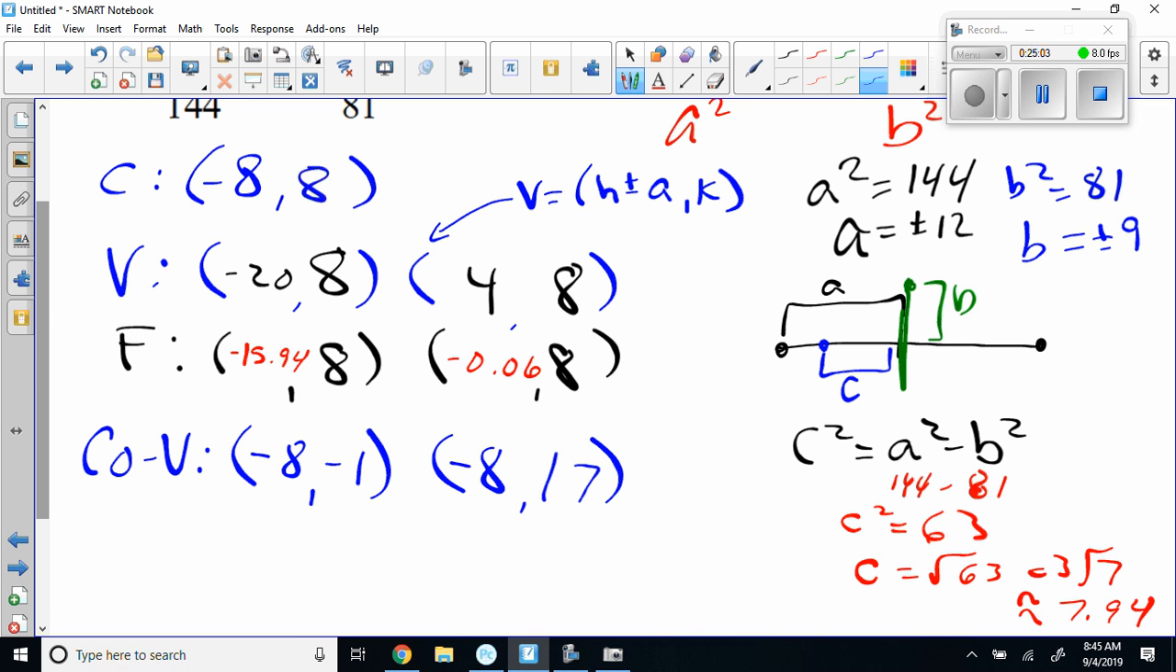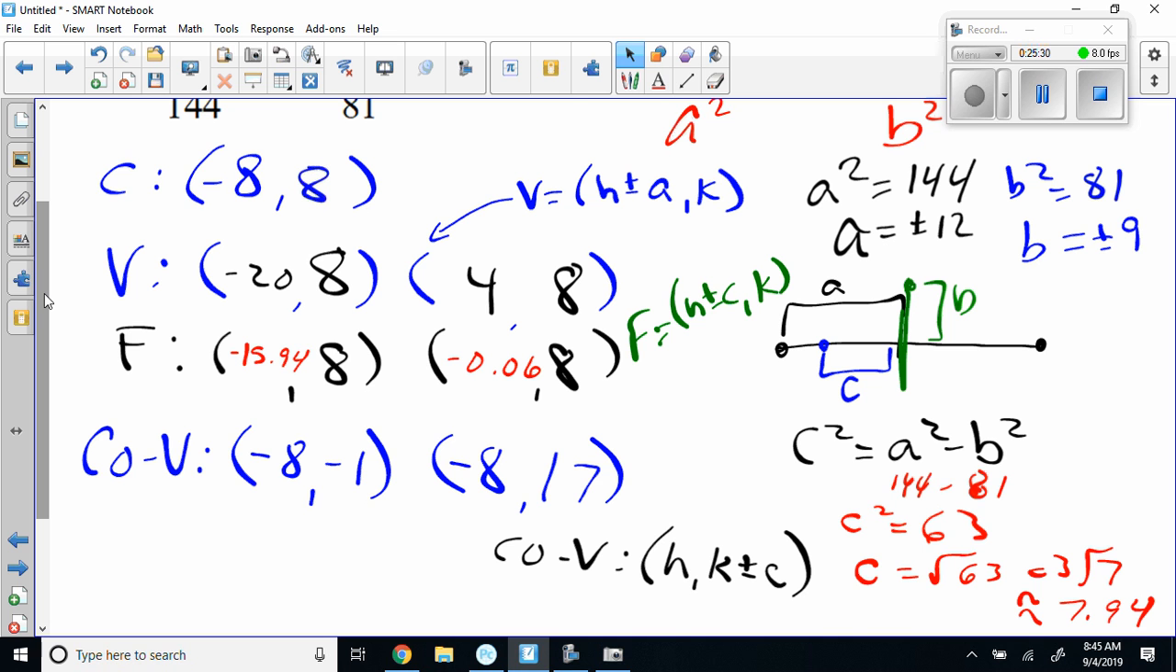Yes or no? Okay, on this one, you would still have what? Foci equals H plus minus C, comma K, right? And then on this one, you would have co-vertices would be H, comma K plus minus B, right? Yes? I'd make sure I had those. Now, that only works if it's horizontal, right? Correct? That's only there if it's horizontal.